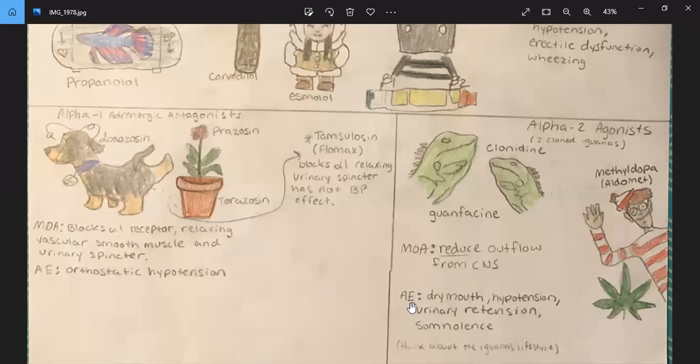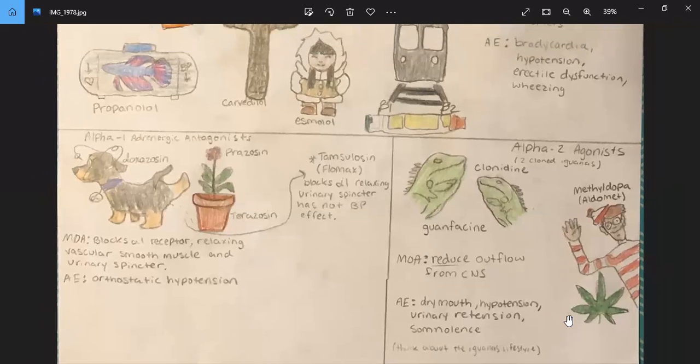Back to this. So adverse effects are not really shown in this picture, but I guess if you thought about iguanas being lazy, sleepy, slow-moving creatures that live in a dry area, then that might help you. So we have dry mouth, hypotension, urinary retention, which I don't think that's spelled right, and somnolence, which is the excessive sleepiness.